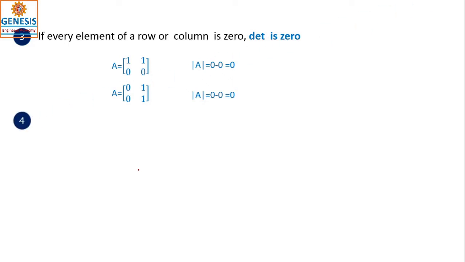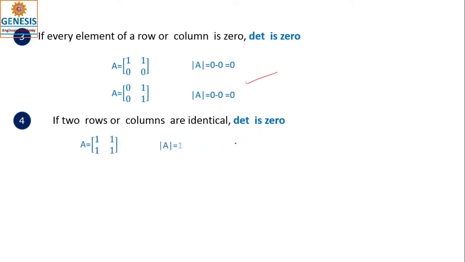The next property: if any two rows or any two columns are identical, the determinant is 0. In this case, both rows are equal and both columns are also equal, so the determinant is 0. So without carrying out the original process, you can find the determinant value.